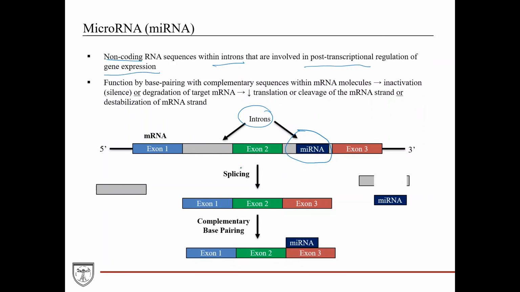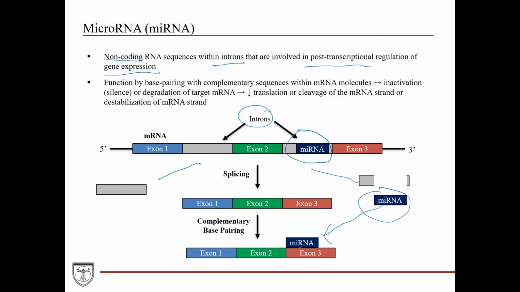So what happens here is you have splicing that occurs. You splice out the introns like this. You connect the exons together to form your final mRNA that then undergoes translation. What happens here is you have this microRNA that then can complementary base pair with a sequence within the final mRNA transcript. So in this case, it's in exon 3. Part of the sequence of exon 3 complementary base pairs with this microRNA. This creates a problem because it can result in inactivation of this mRNA or even degradation of the target mRNA.